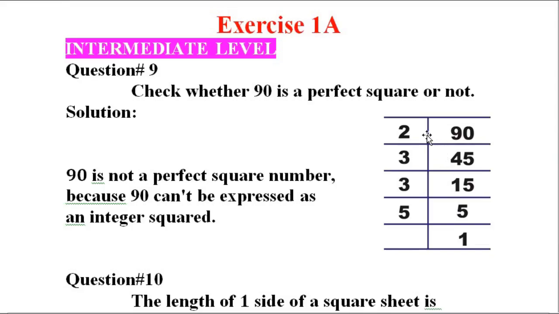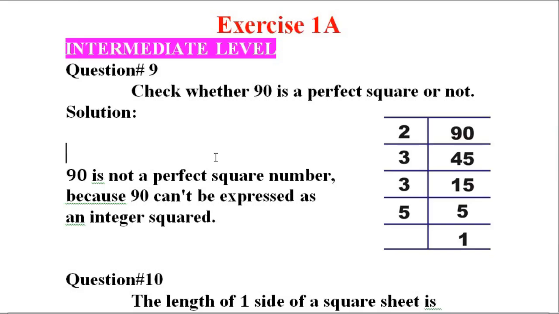As you can see, only 3 can be grouped into a pair, while 2 and 5 are left without a pair. You have also studied that if the prime factors can be arranged into pairs, then the number is a perfect square. Thus, 90 is not a perfect square number because it cannot be expressed as the square of an integer.